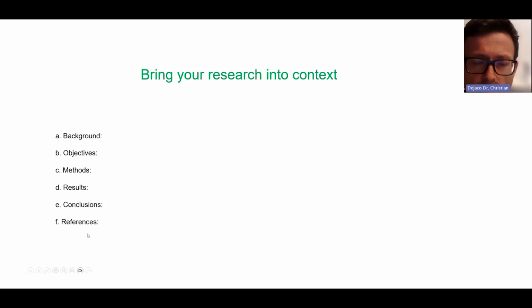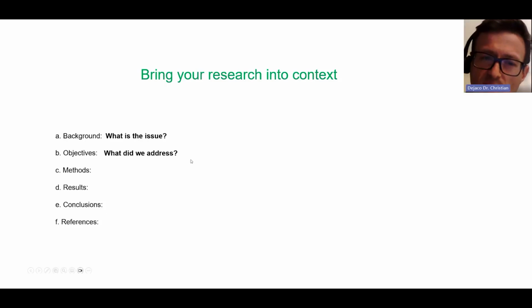And then, you know, each abstract has a number of categories. So it always has some background, objectives, the methods, the results, the conclusion, and the references. And actually, when you start with the background, it's really that you need to bring your research into context. So what is the issue? And then in the objective, really, what was the purpose of the study? What did we really address?